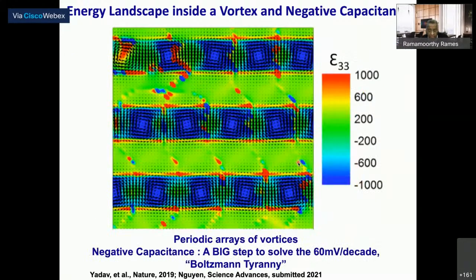Okay, and then phase field calculations indeed did show that you can have this. Now, Saif was involved very heavily in negative capacitance because he thinks it's a pathway to reduce the so-called Boltzmann tyranny, the 60 millivolts per decade of the ID-VG curve, by using negative capacitance. And these kinds of skyrmions and vortices are very big for that.